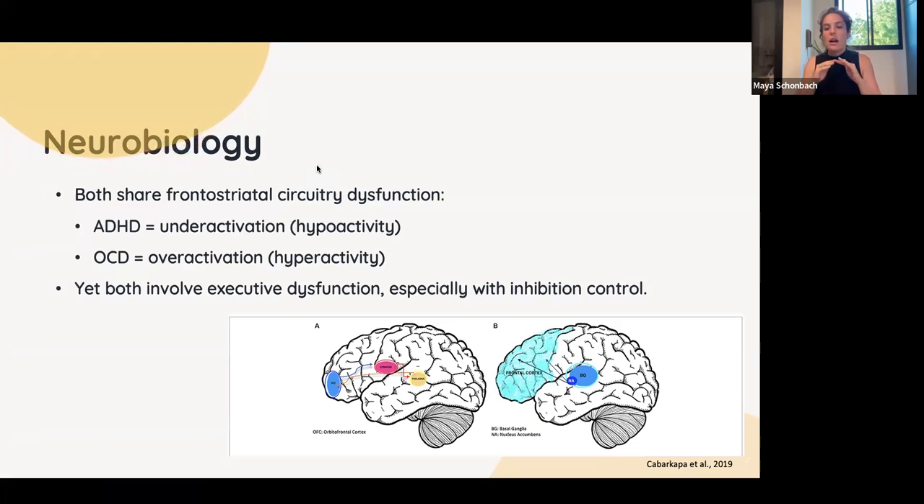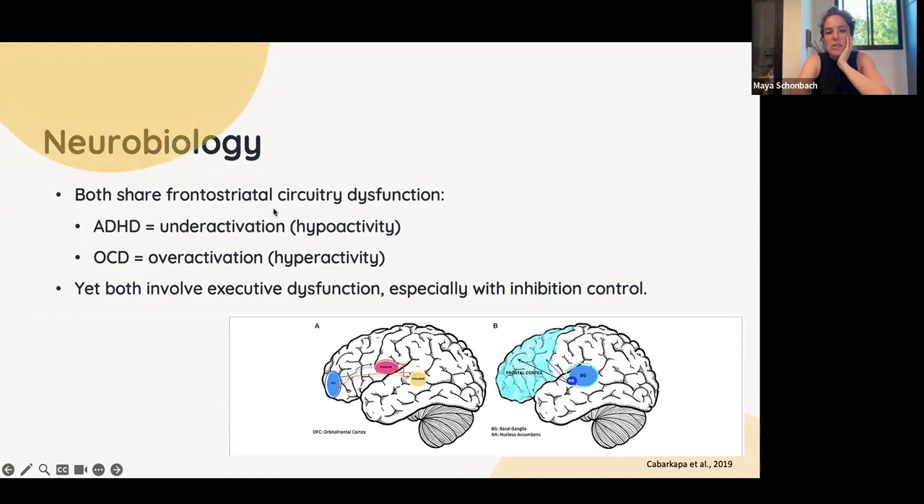And so even though you have these differences, both conditions really involve this executive dysfunction, especially when it comes to inhibition of control. In other words, we're saying that these are both disorders where you're struggling with regulating what the brain is doing, but it's struggling in different ways. And then when it's together, it's even more interesting. We don't know, and I think it's very different per person.